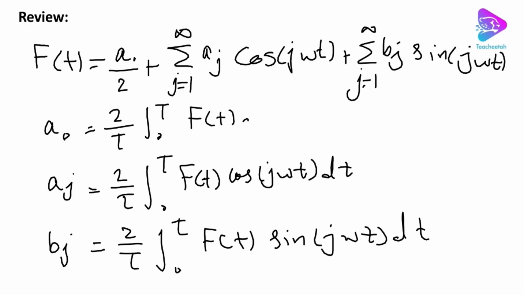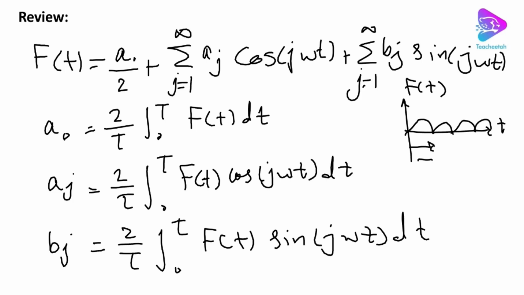F(t) dt. You may ask what function we use for F(t). For F(t), we need to take the function that appears in one period. For example, imagine this is F(t) versus t and it is periodic like this, with bumps repeated. We use the function only in one period to find the integrals, or basically the coefficients a naught, a j, and b j.